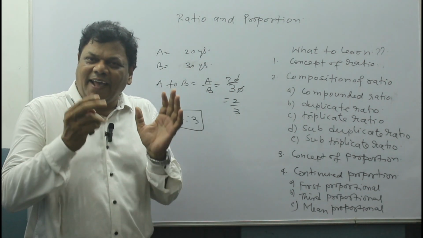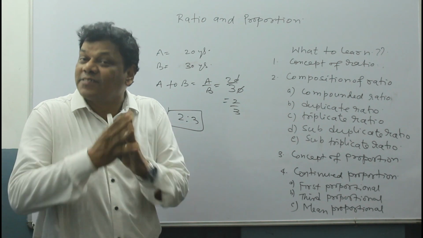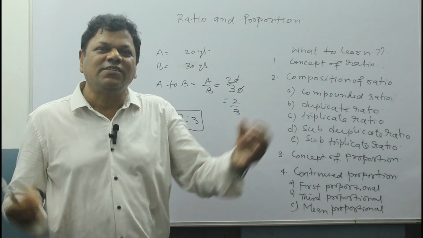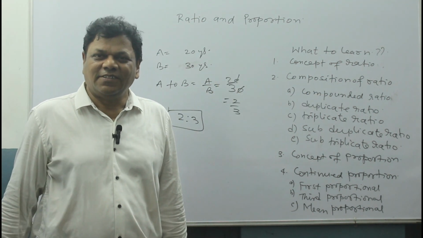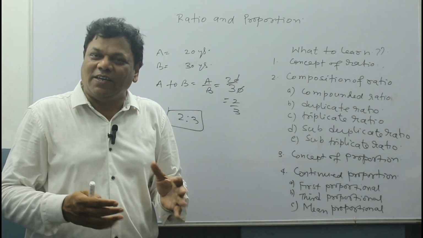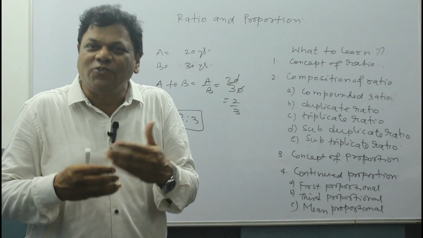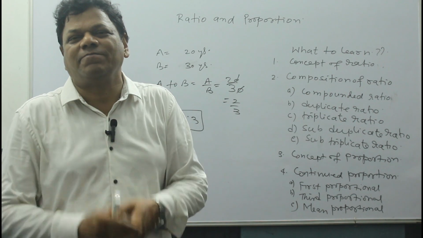Once you say the ages are in the ratio 2:3, it does not mean the ages are 2 years and 3 years. The ages are actually 20 and 30. In the simplest form, we say 2:3.